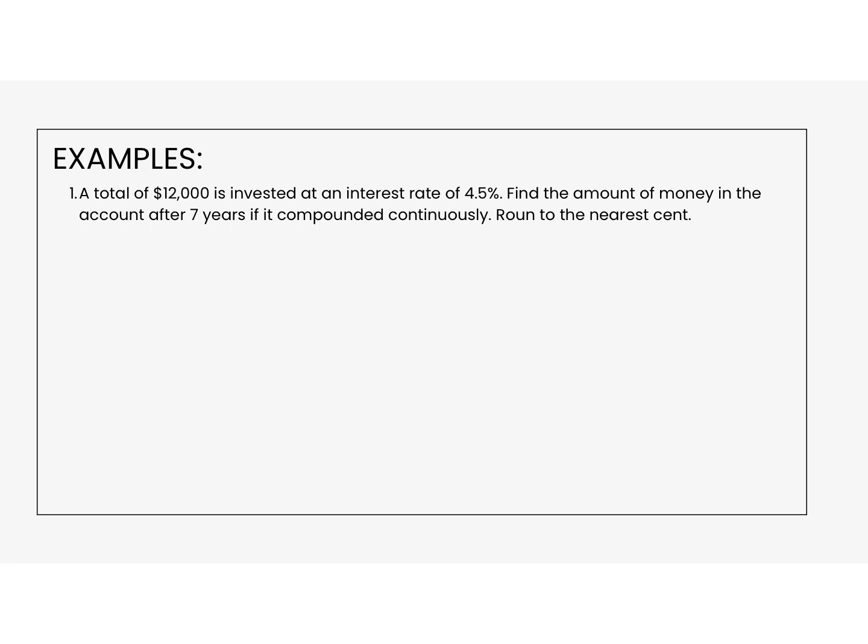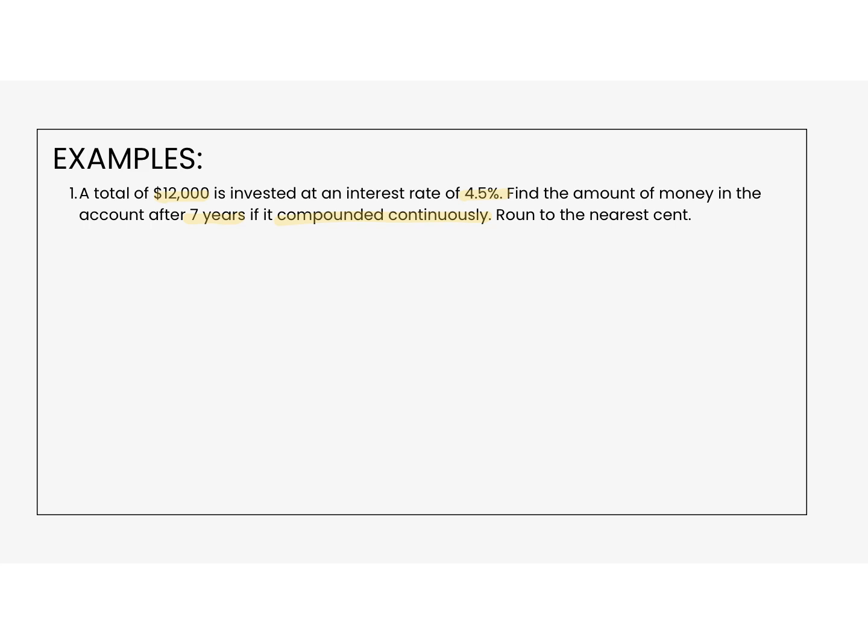A total of $12,000 is invested at an interest rate of 4.5%. Find the amount of money in the account after 7 years if it is compounded continuously. Round to the nearest cent. So $12,000 is invested at an interest rate of 4.5%, and we want the amount of money in the account after 7 years if it is compounded continuously. Okay, so I just highlighted that important information.